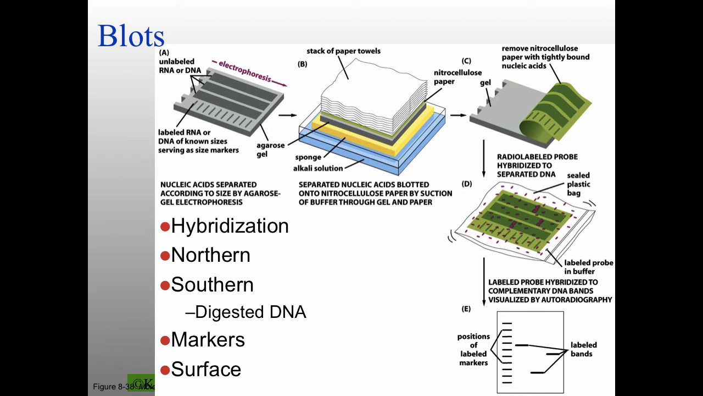Some people have combined these things. So you can have a southwestern blot. Southwestern blots are going to be doing what? DNA proteins. So DNA protein interactions. So you have a protein. You've separated your proteins. You put them onto a blot. How do you detect it? You put on labeled DNA. So, southwestern blots.